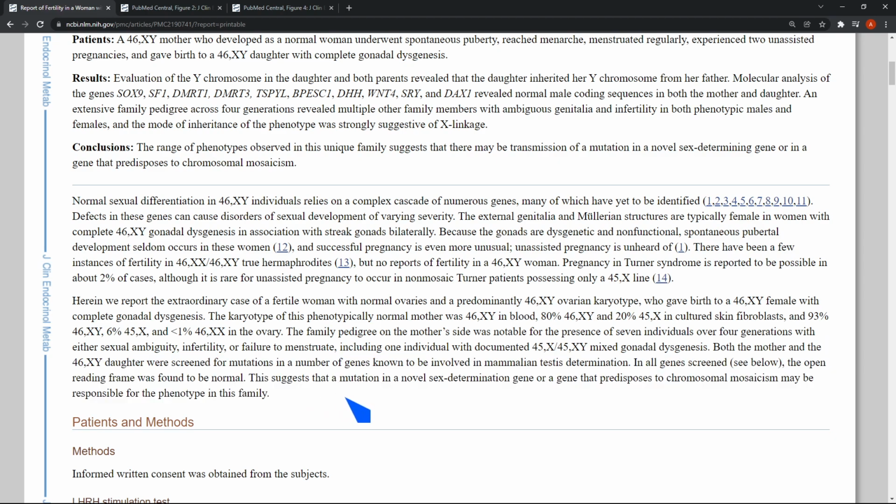What all of that means is that all of the male determining genes that they tested in both of these XY women were completely typical and normal for a phenotypic male. So all of these genes were working. They made the proteins they were supposed to make. They were not mutated in any way that would make them non-functional. They were just switched off.